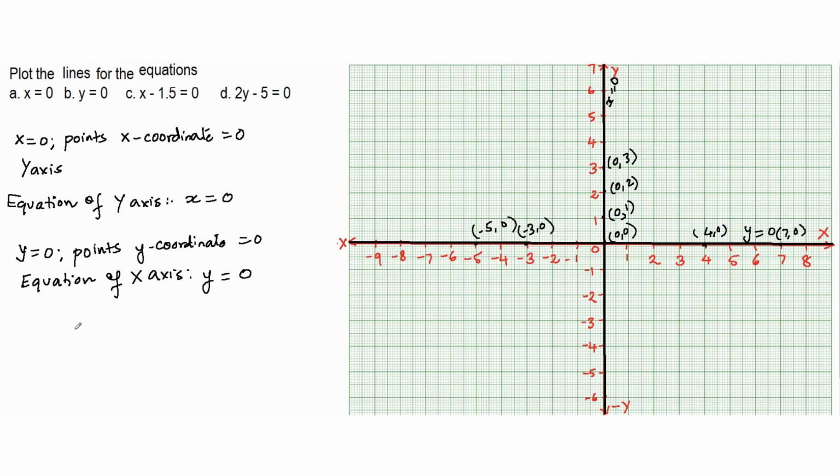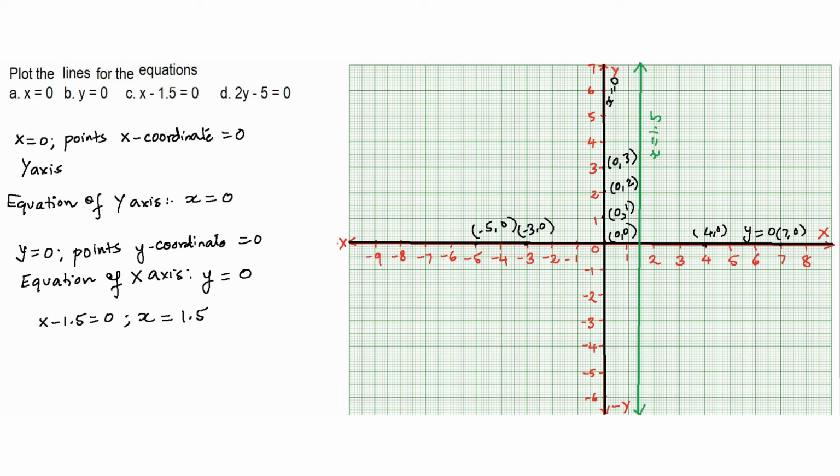Then we want to plot x minus 1.5 equals 0. So x minus 1.5 equals 0 implies x equals 1.5, right? So we want to find all those points whose x coordinate is 1.5. You will notice that the line is going to lie between x equals 1 and x equals 2. It's parallel to the y-axis, and towards the right of the y-axis because x is positive 1.5. So this line is going to be x equals 1.5, and all the points on this line will have their x coordinate equal to 1.5.